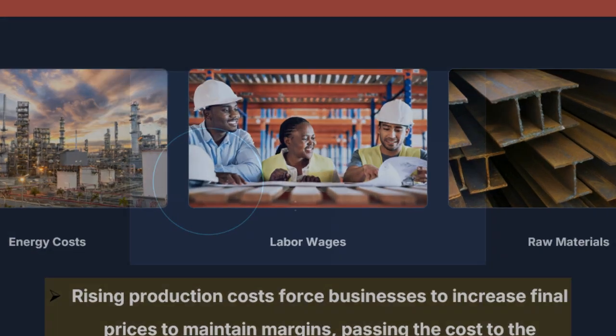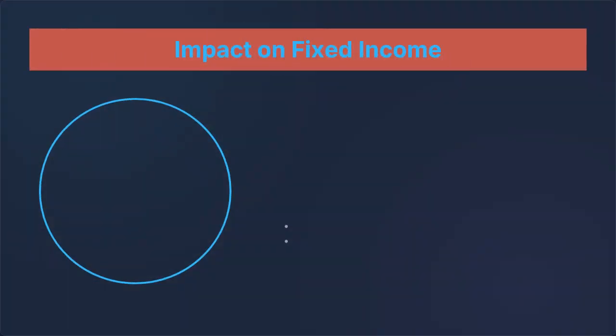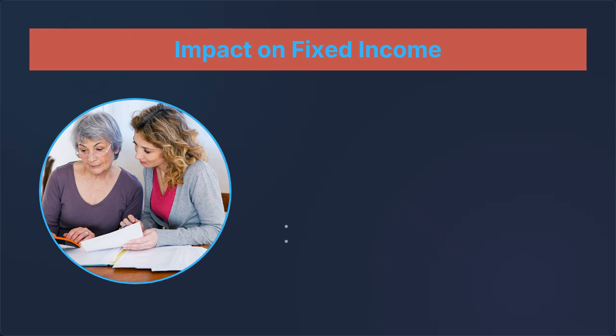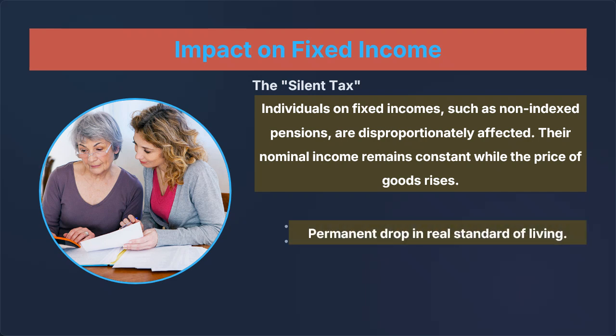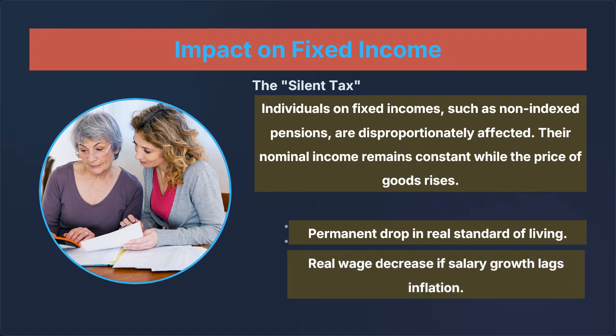Impact on fixed income. The human impact of this technical erosion is most severe for those on fixed incomes. We call this the silent tax. If you are a retiree on a non-indexed pension, your nominal income, the number on your check, stays the same. But as prices rise, your real standard of living permanently drops. This also applies to workers whose wage growth fails to keep pace with the inflation rate.